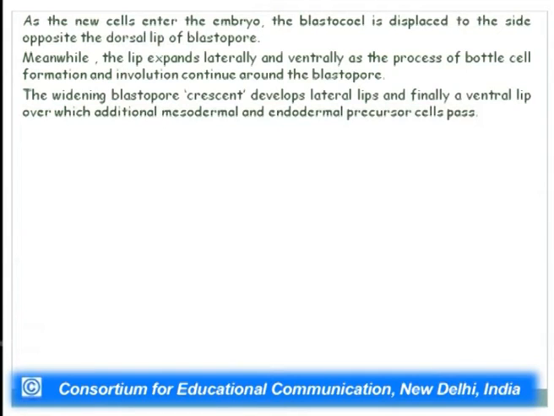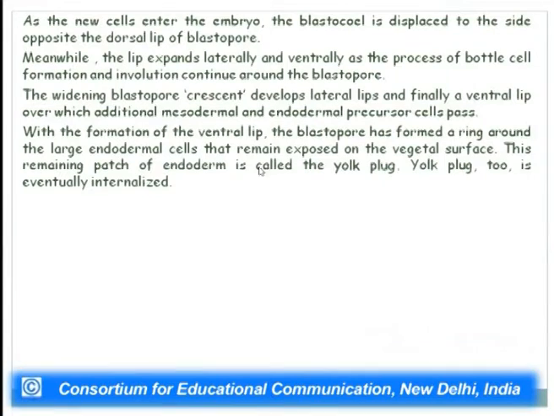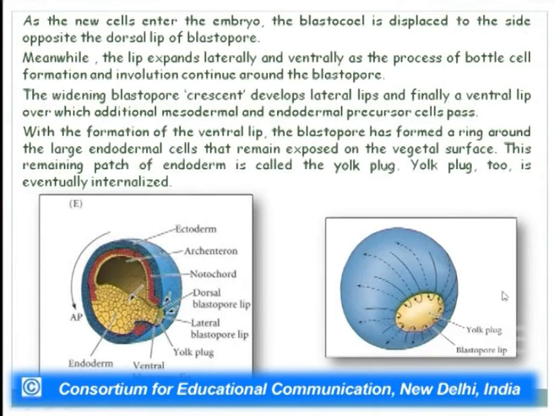First they start from the dorsal side, then they go on to the lateral side, and then to the ventral side, so that the entire pore is established, and all the endodermal as well as the mesodermal cells start going inside the embryo. With the formation of the ventral lip, the blastopore has formed a ring around the large endodermal cells that remain exposed on the vegetal surface. This remaining patch of endoderm is called the yolk plug, and the yolk plug too is eventually internalized.